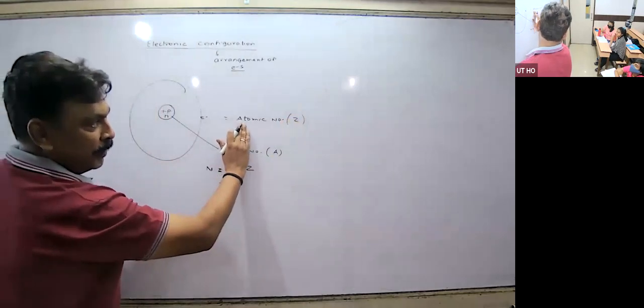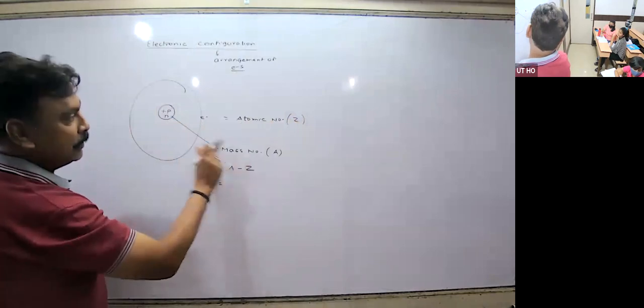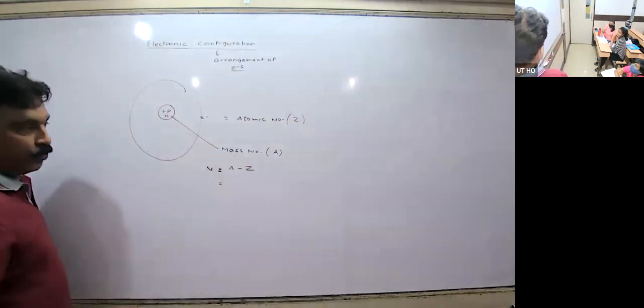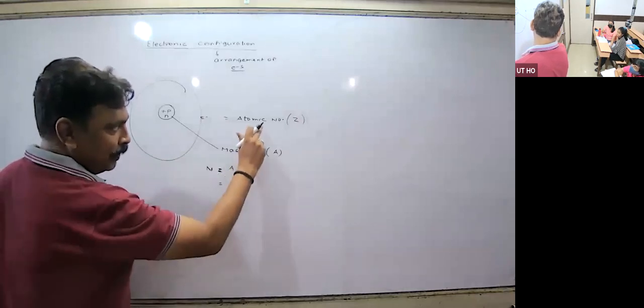That atomic number is nothing but the number of protons or electrons in an atom. Mass number is nothing but the number of protons and neutrons. And what about the neutron number? It is the difference between the mass number and the atomic number.